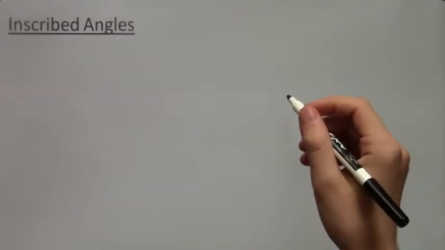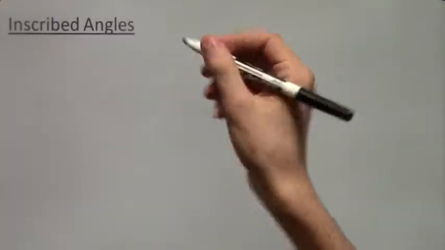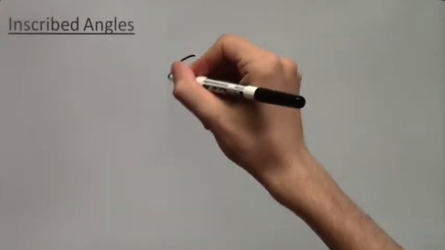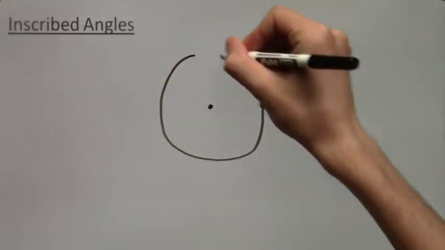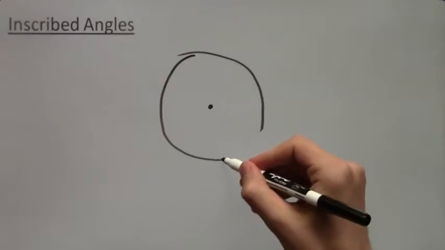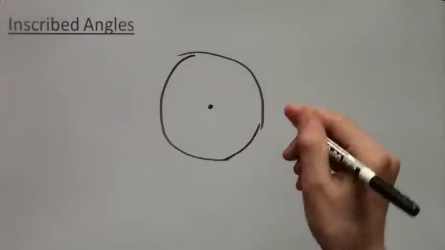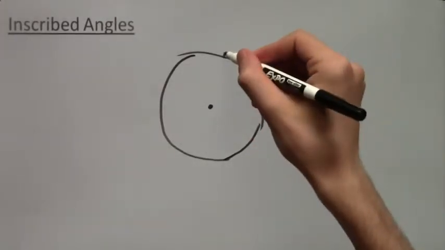In this video lesson, we will learn about inscribed angles. So first I'll explain what an inscribed angle is. What we're talking about is circles right now. So let's say we have this circle.